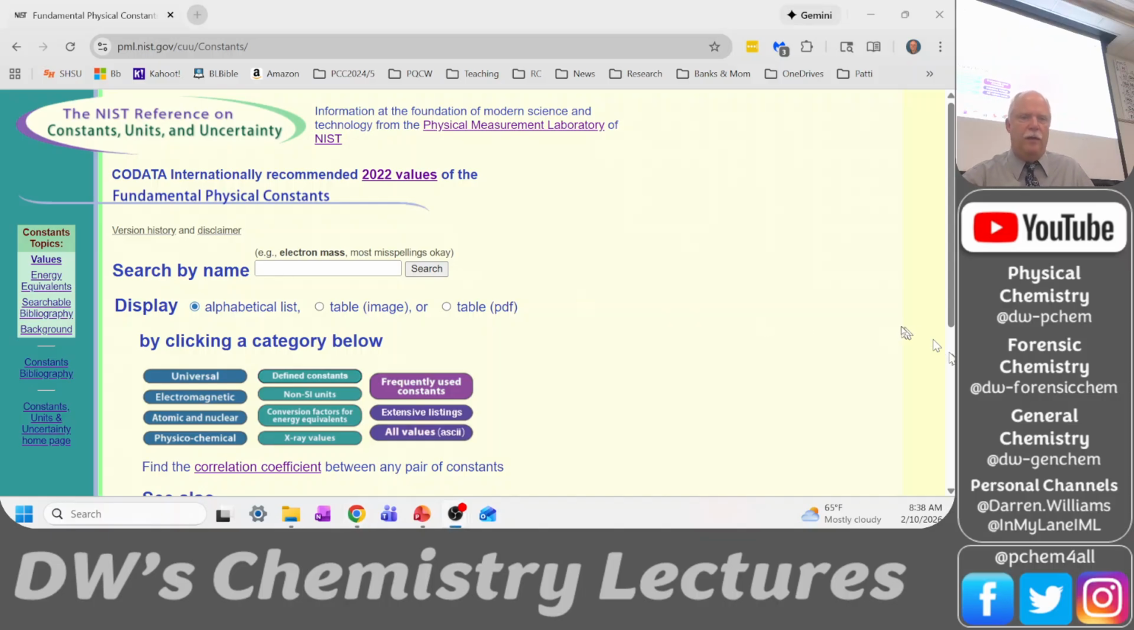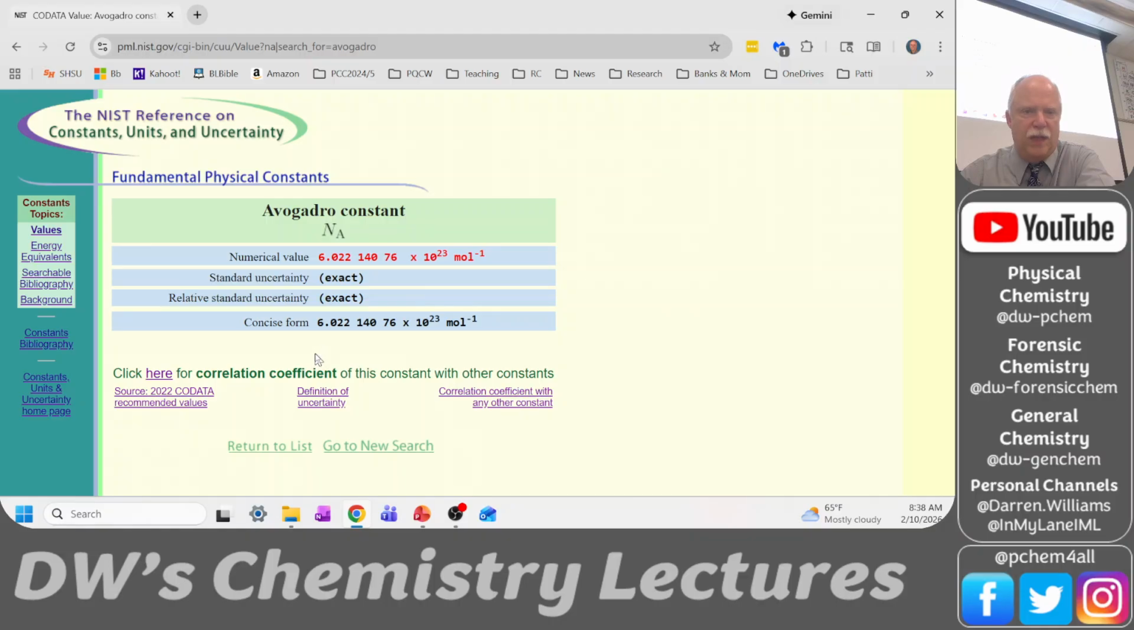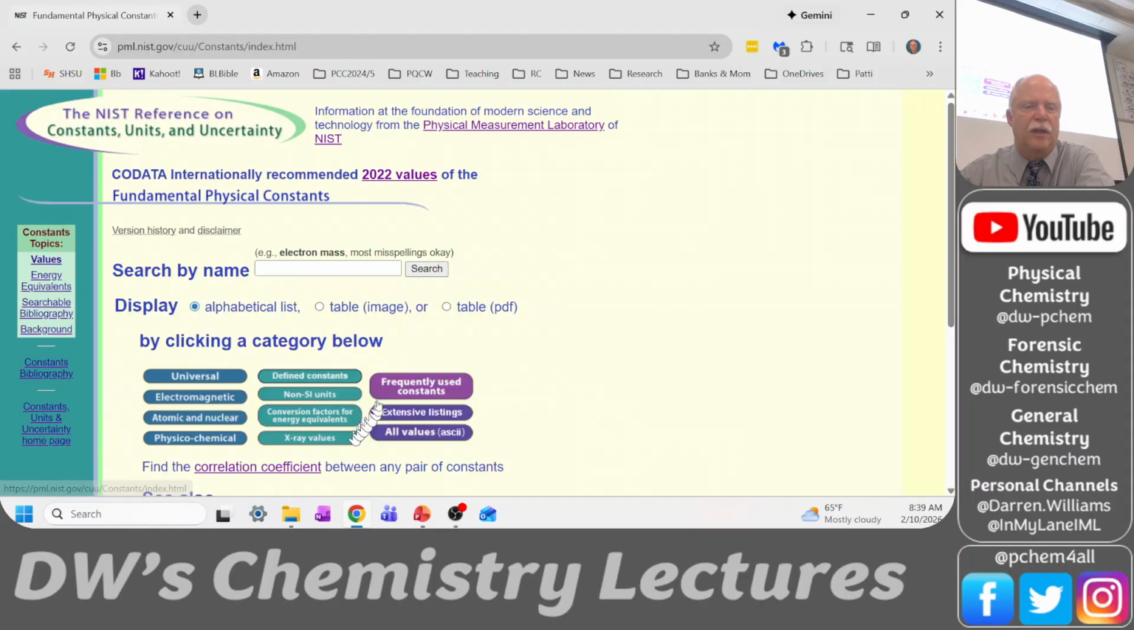So here we have, let's, Avogadro constant. They don't have it. I mean, they have got the constant, but sometimes they, let's see, definition of uncertainty. Sometimes they list it. I guess this is a definitional. Let's see, go to new search.